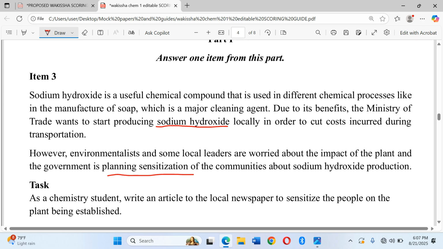Task: as a chemistry student, write an article to the local newspaper to sensitize the people on the plant being established. Which plant are we establishing in this area? It is the plant which manufactures sodium hydroxide. In simple terms, the industrial process we are looking at here is the manufacture of sodium hydroxide.